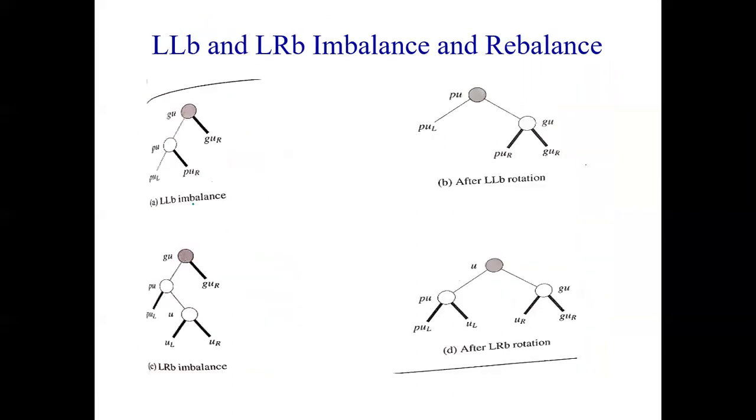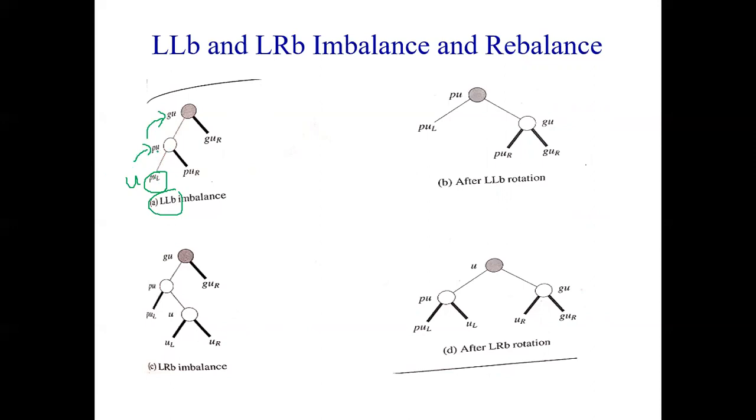Okay. So this is the case for LLB imbalance. Here we are adding a new child. Actually, the new child is not shown here. This is the new child. Let us assume this is the new child U. Okay, and this is the parent of U, and this is the grandparent of U. Now this new child is in red color. PU is also in red color, so it is an imbalance.